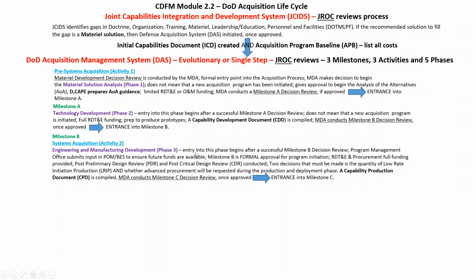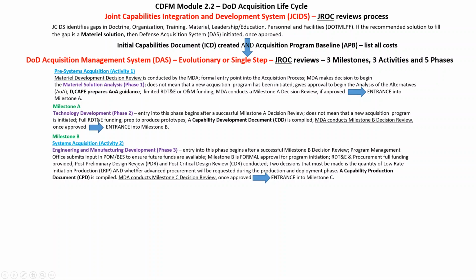In Milestone B, entry into this phase begins after a successful decision review. The program manager submits input into the POM to ensure future funds are available. Milestone B, here we go, is formal approval for program initiation. So you see how far down we are, now we're committed. Program approval to keep going. RDT&E and procurement funds, full funding is provided.